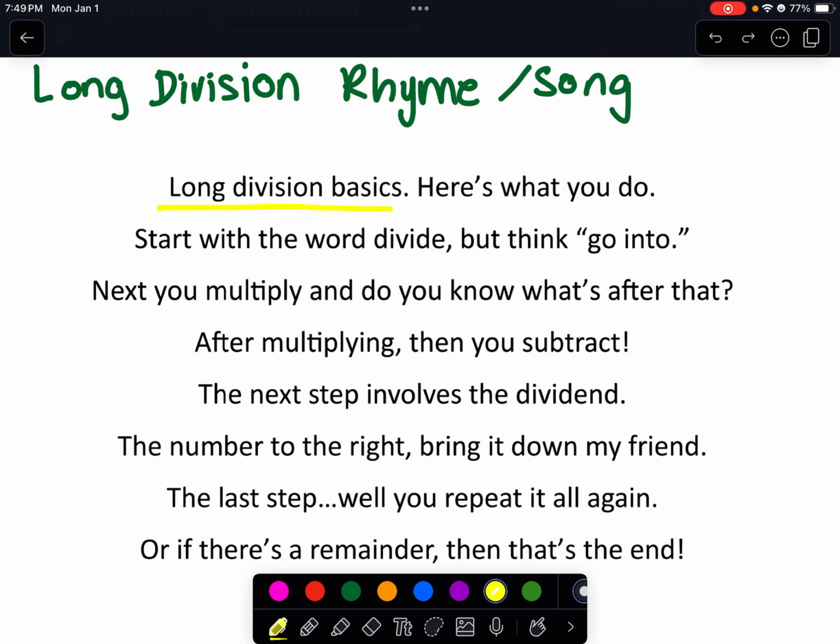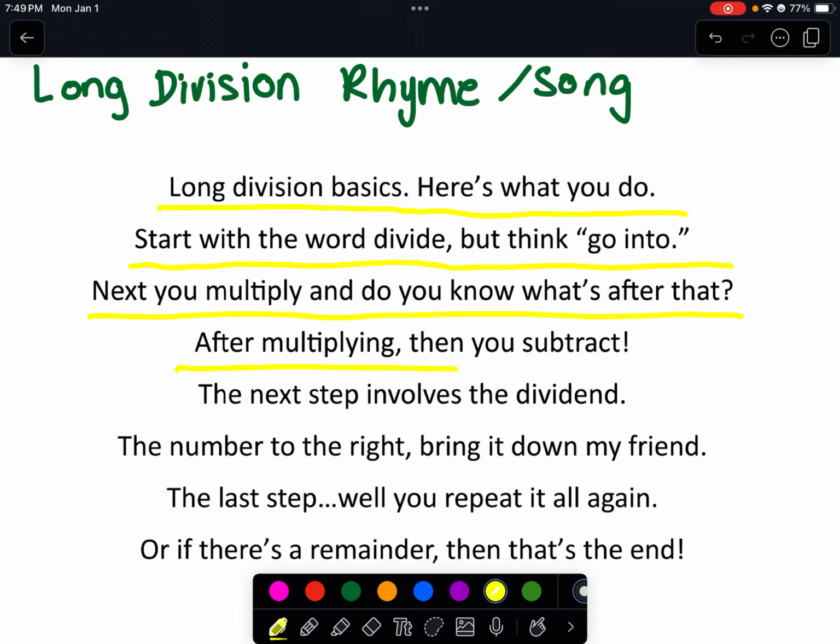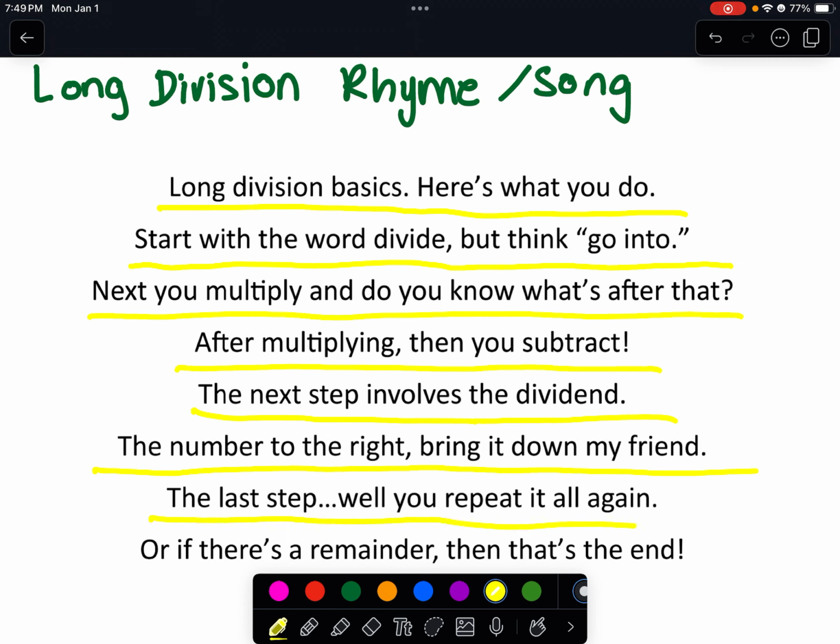Long division basics. Here's what you do. Start with the word divide, but think go into. Next you multiply, and do you know what's after that? After multiplying, then you subtract. The next step involves the dividend. The number to the right, bring it down, my friend. The last step, well, you repeat it all again. Or if there's a remainder, then that's the end.